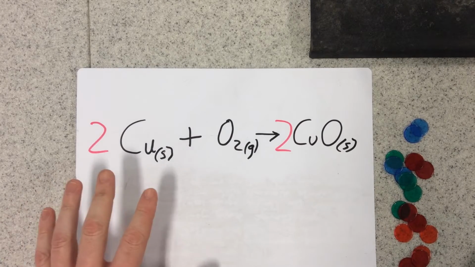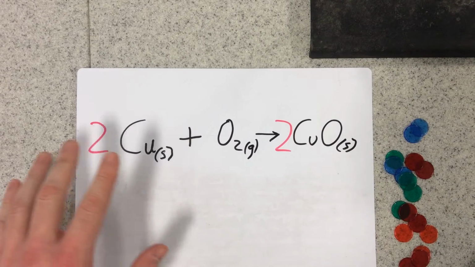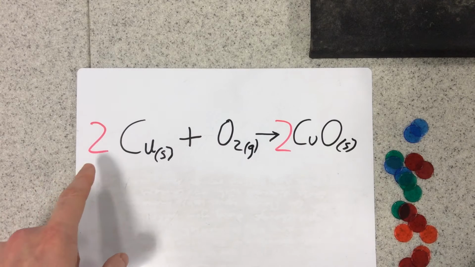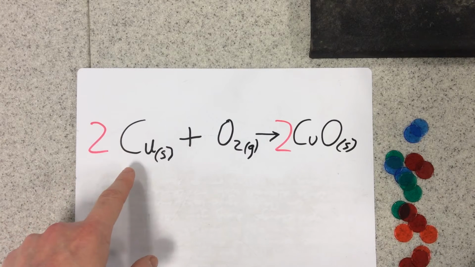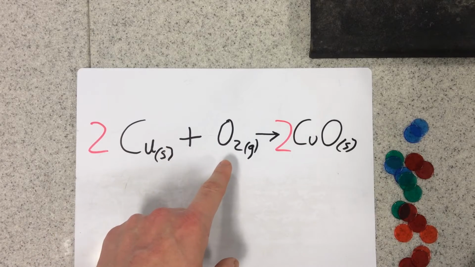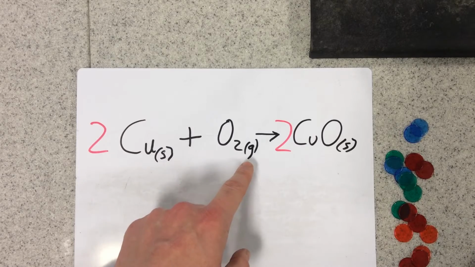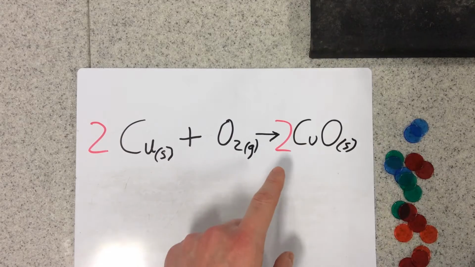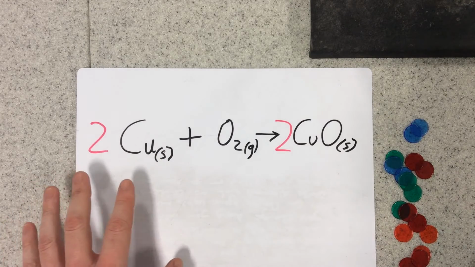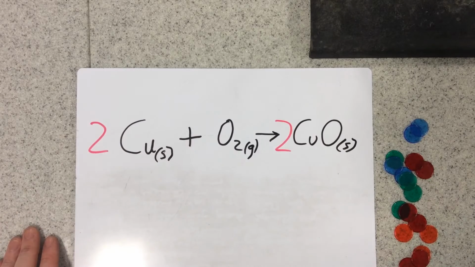So if we were to take this equation here and put it into words, we would have to write a whole paragraph, because what it's telling us is that 2 moles of copper in solid state reacts with 1 mole, so you don't need the 1 there, 1 mole of oxygen molecules in the gaseous state to produce 2 moles of copper oxide in a solid state. So just with a few letters and numbers, we get an awful lot of information about a particular chemical reaction.